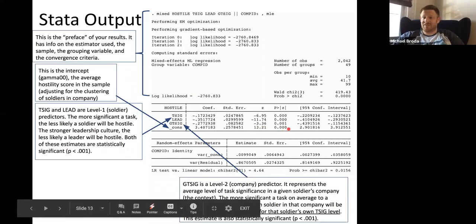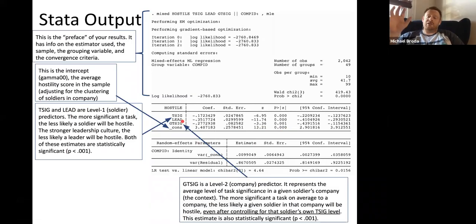So that's statistically significant too. So this really shows that not only does your perception of leadership matter or your perception of task significance, but it also really matters about the group. So as the group perceives something to be more important, that has an impact on your individual outcomes as well. So that's pretty cool and pretty interesting, I think.